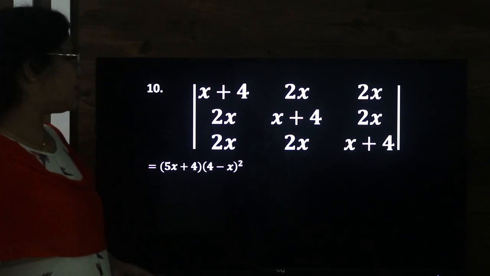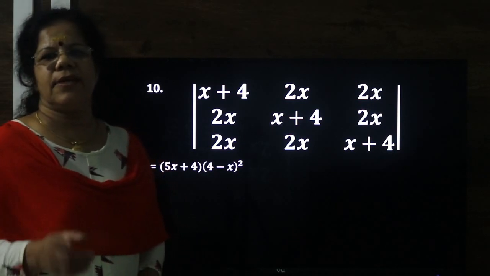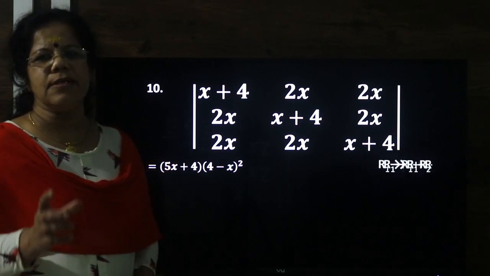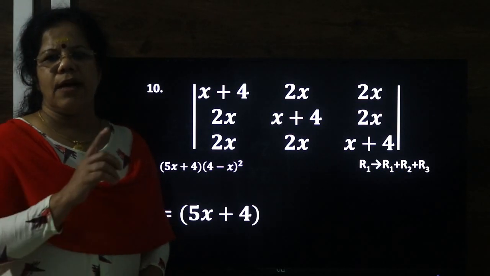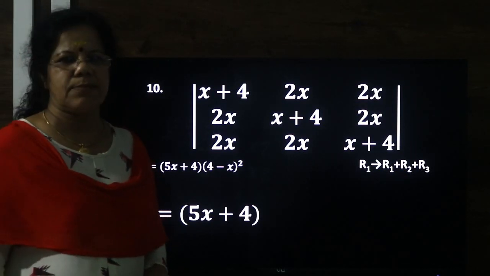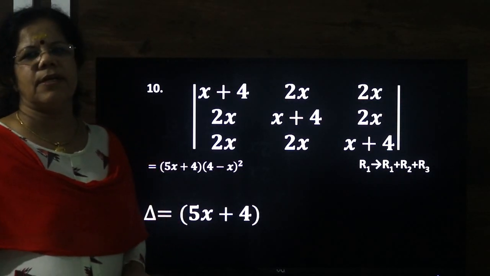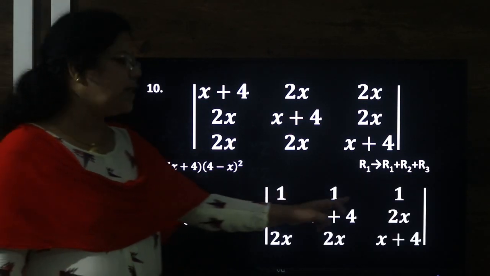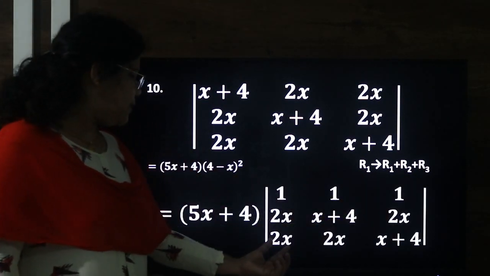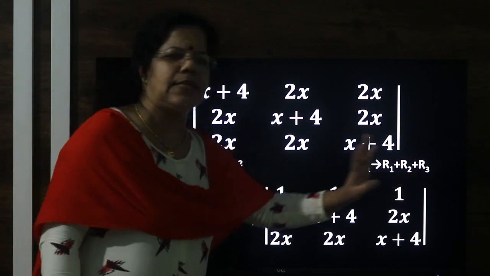R1 changes to R1 plus R2 plus R3, but you will get 5x plus 4 as common. Once you change R1 to R1 plus R2 plus R3, R1 will be totally 5x plus 4. If you take that 5x plus 4 outside, what will the determinant be? The first row will be completely 1, 1, 1, and the second and third rows as they are, because R1 has undergone the change.